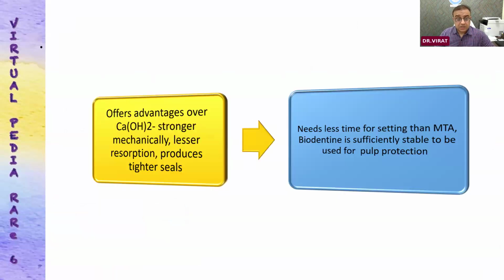It offers advantages over calcium hydroxide in that it is stronger mechanically, has less resorption, and produces a tighter seal. It also needs less time for setting than MTA. Biodentine is sufficiently stable to be used for pulp protection.